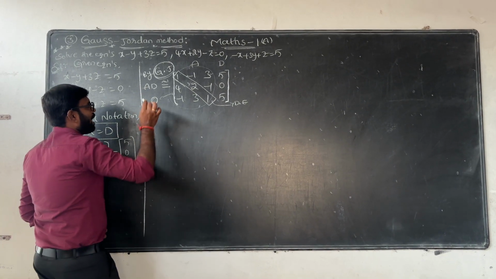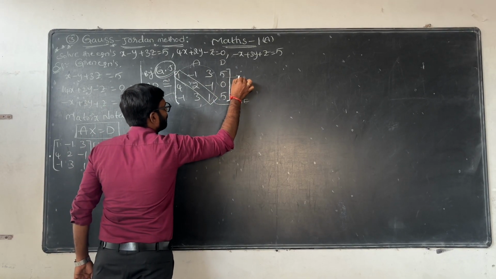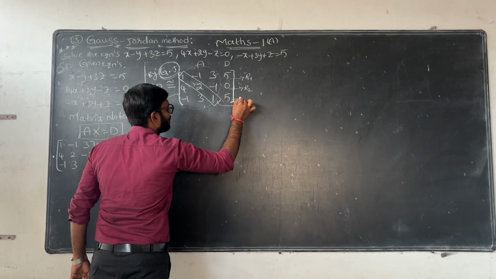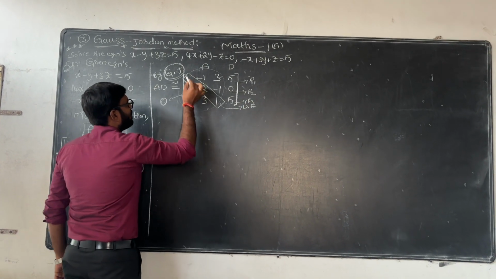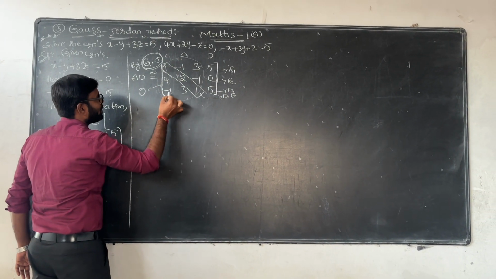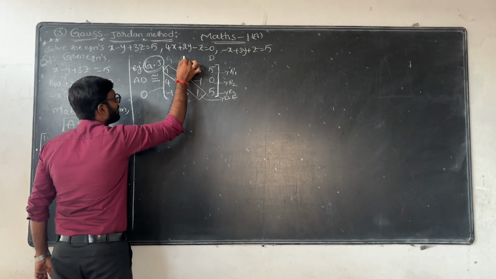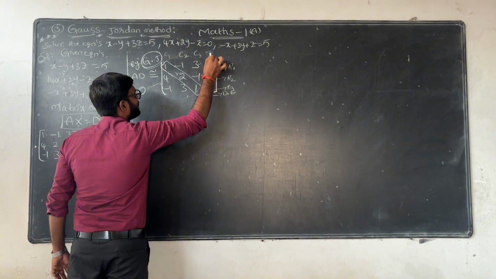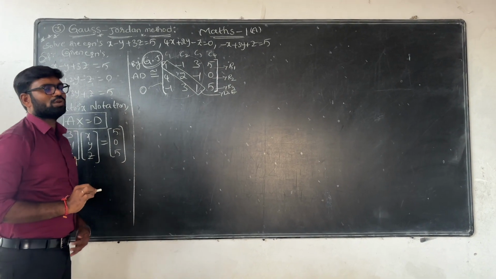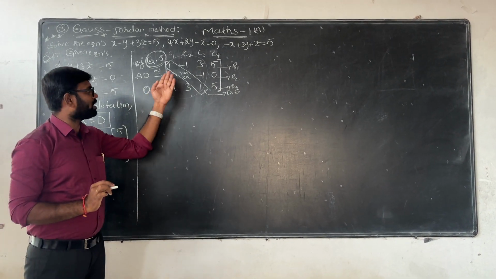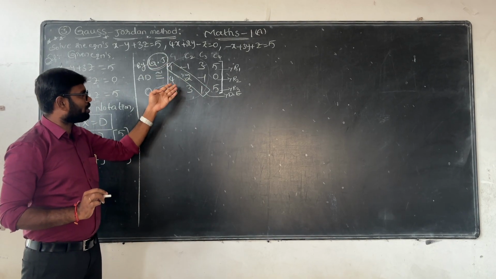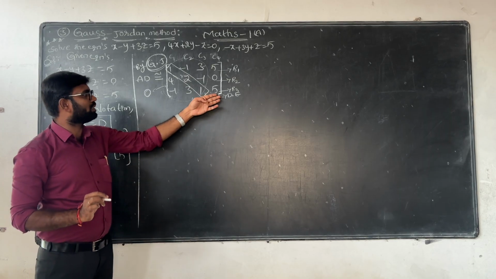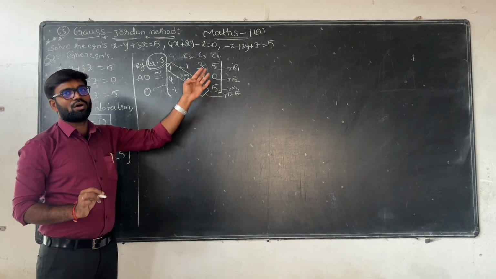According to the Gauss-Jordan method, we consider row-wise: this is the first row, the second row, and this is the third row. Next, this is the first column C1, this is the second column C2, the third column C3, and the fourth column C4. You need to remember which rows and columns are given, because in this method the whole process depends upon the row elements and column elements.